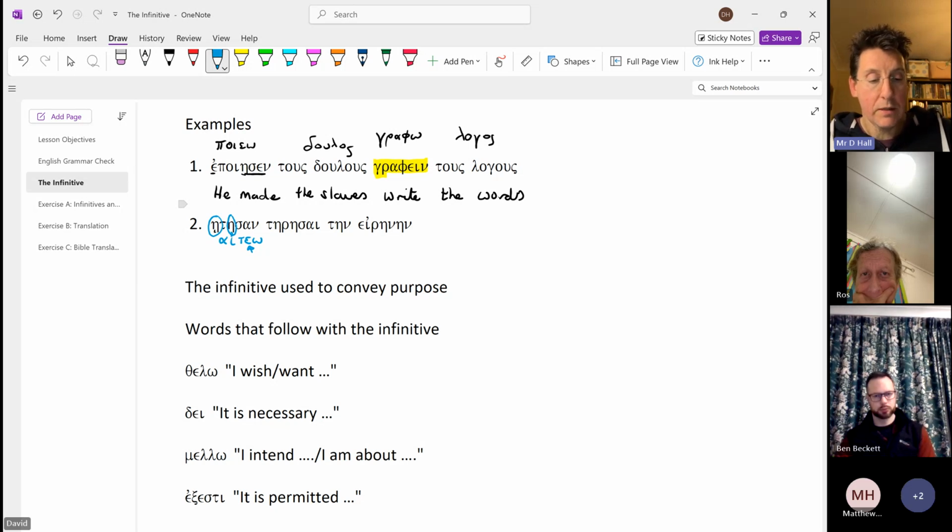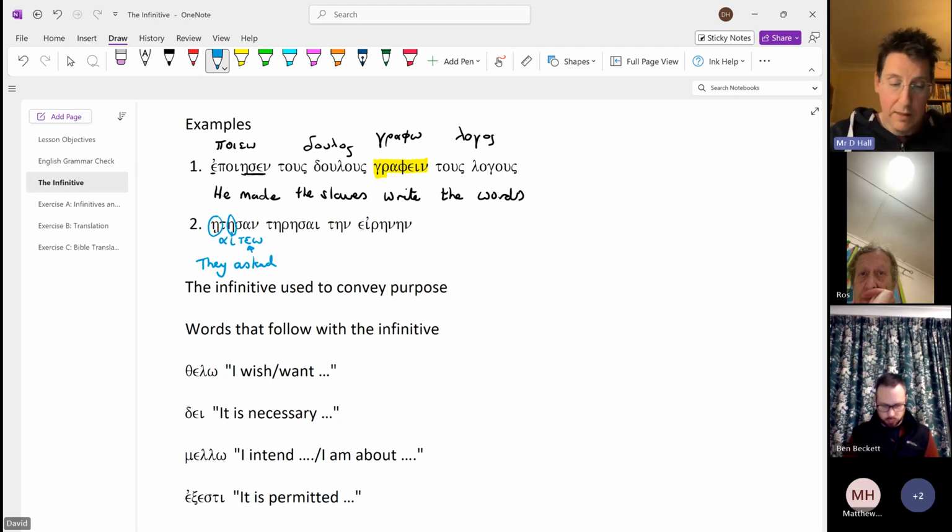So it's the verb to ask. It's in the aorist because of the ending there and the epsilon at the front of it, and it's in the third person plural. So you just have to go back to your charts and you'll work out that you've got "they asked". So that's what that says.